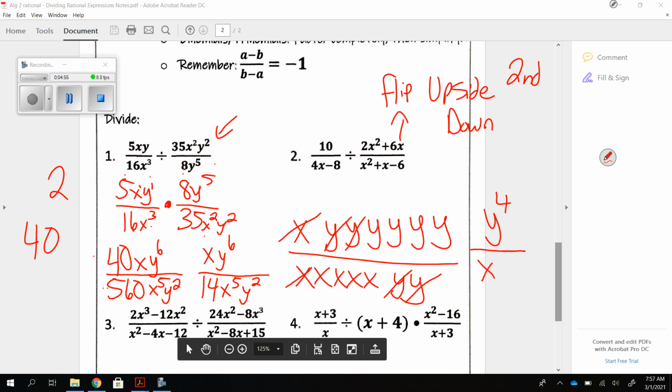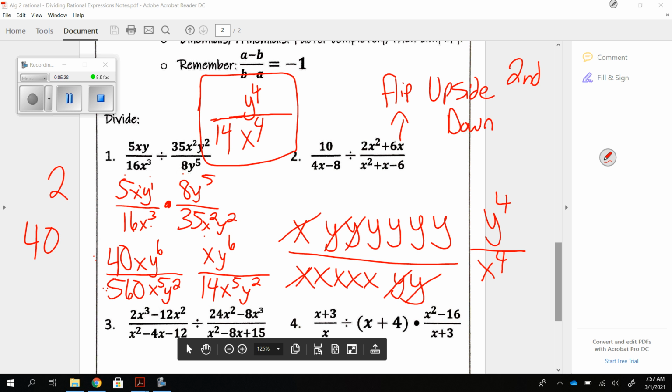x to the 4th. Now let's just combine that with that 14 we had. Okay, I know I'm all over the place. Our final answer here, remember we simplified the 40 and the 560 to be 1 over 14. And then we simplified the letters to be y to the 4th on top over x to the 4th. Do we need this 1 right here? No, we don't. So we erase that 1. And this is our final answer.